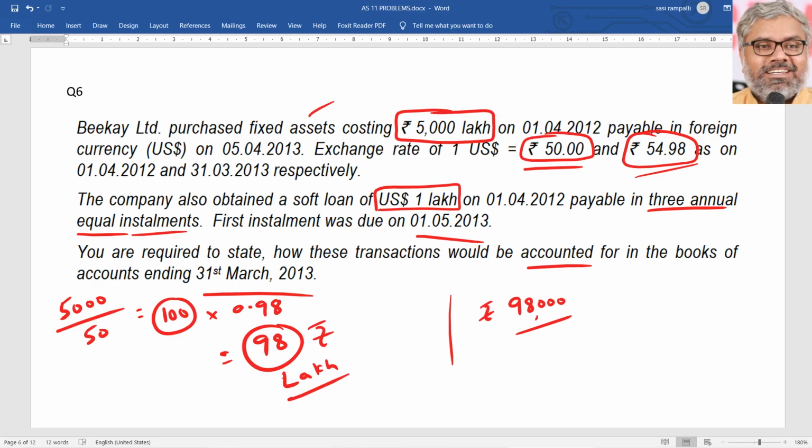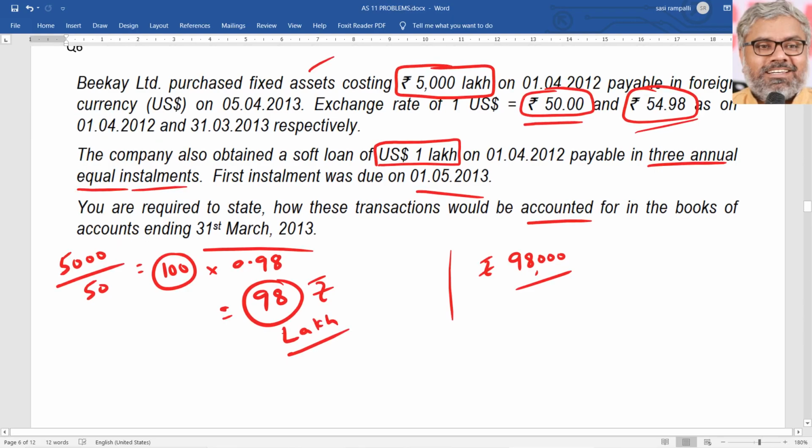Debit once again has two choices. One choice is FCMI TD account. Another choice is naturally P&L account. Any of them can be chosen by the organization. So this 98,000 can be debited to P&L account also, or this 98,000 can be debited to FCMI TD account, which will be amortized over a period of 3 years also. That is how the answer for this question has to be written.